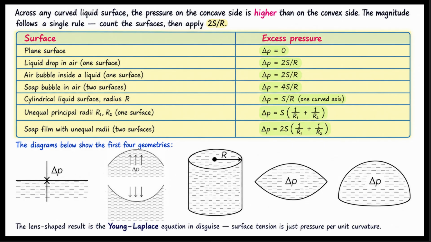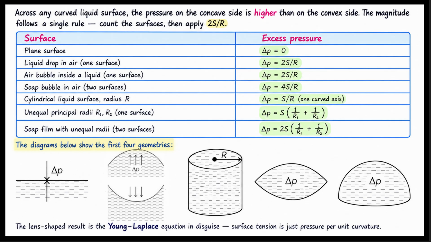For a cylindrical liquid surface with only one curved axis, the result is S over r. For a surface with two unequal principal radii, the full Young-Laplace form is S times the sum of 1 over r1 and 1 over r2, which doubles to 2S times the sum for a soap film with two surfaces.